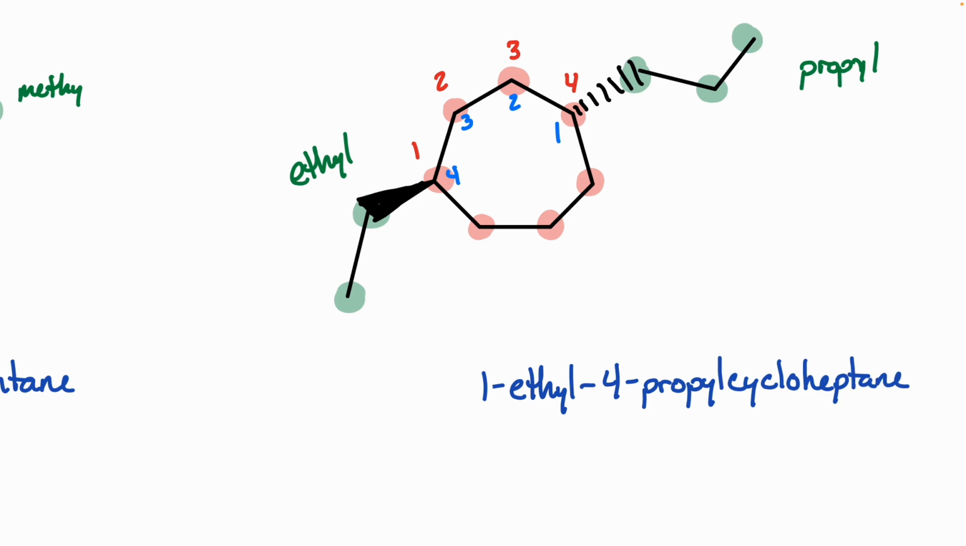But again, I'm given this additional piece of information about the orientation of the propyl group compared to the ethyl group. And this would be which of our two stereoisomers? Trans. So this would be, and again, just goes out front, trans-1-ethyl-4-propyl-cycloheptane. Again, these names just roll off the tongue.